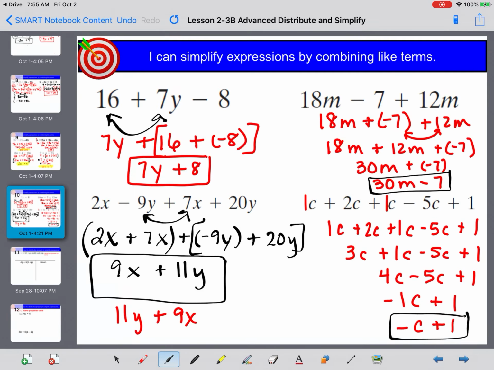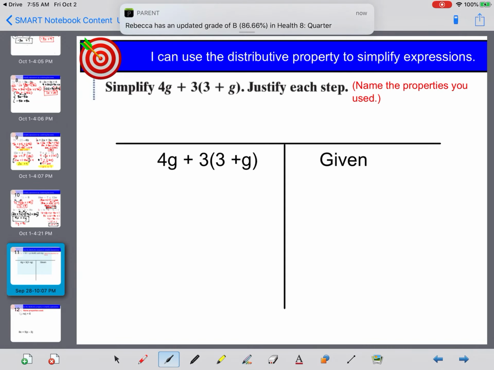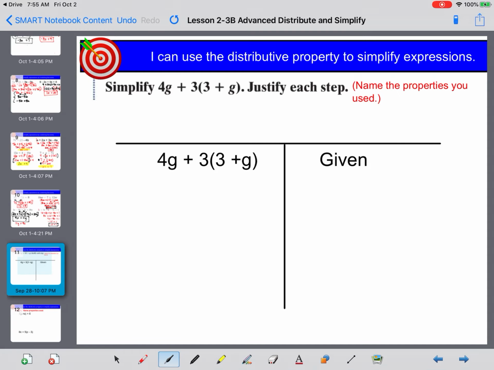Either of these answers is correct. All right. The next step, now we're going to mix in some distributive property with this. And I want you to get used to justifying each step. So the first step in this is to distribute. Now, I'm going to distribute this 3. So you're going to rewrite this as 4g plus 9 plus 3g. And over here, you're going to say distribute or distributive property.